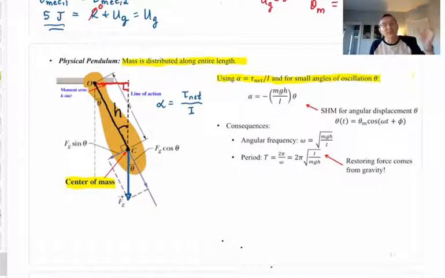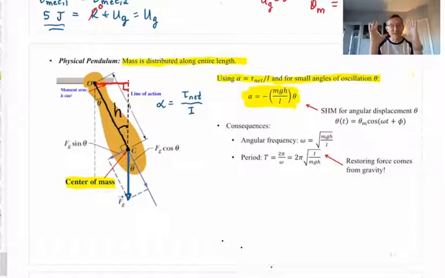So our torque magnitude is m times g times h times sine theta. And it's clockwise, so the torque is negative. But then I use small angles for theta and replace sine theta with theta and group all the constants together, and this is the version of Newton's second law for rotation that I get. Alpha, angular acceleration, equals negative, bunch of constants, mgh over I, times theta, the angular displacement.